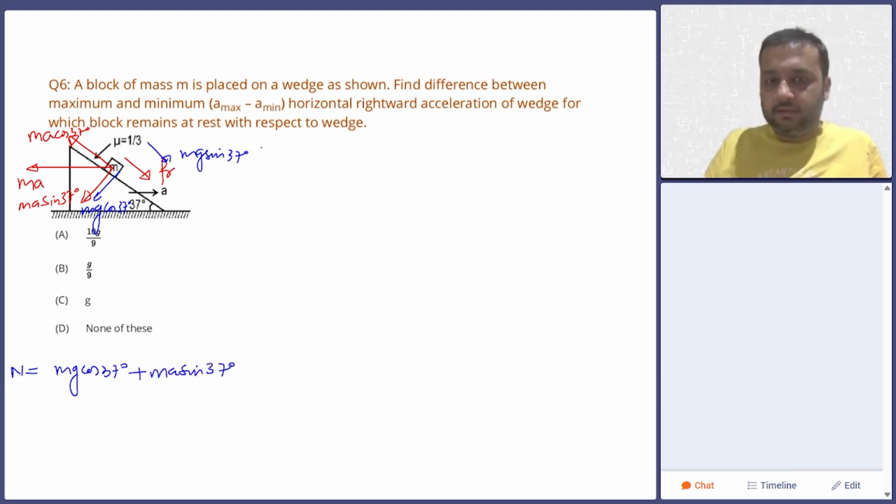Notice that we are working in the frame of the wedge. So in the frame of the wedge, the block will be at rest, in complete equilibrium. So you can see that this becomes 4g by 5 plus 3a by 5. This is the value of the normal reaction.